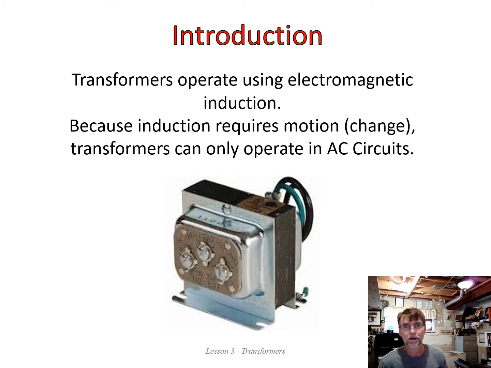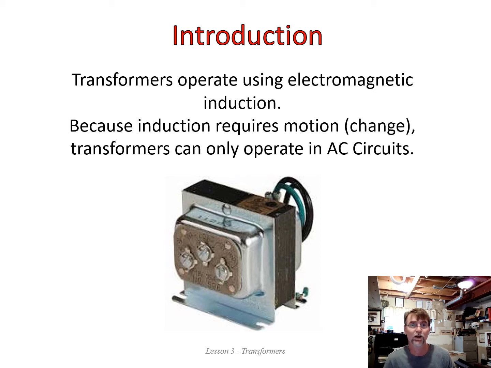Transformers operate using electromagnetic induction, which was lesson 2 that Pete taught you. Because induction requires motion, transformers only work in AC circuits. There are no moving parts in a transformer, right? You look at the big one in the previous picture, you look at the little one here, there are no moving parts. So where do we get that motion that's required for induction? That's the AC power supply.